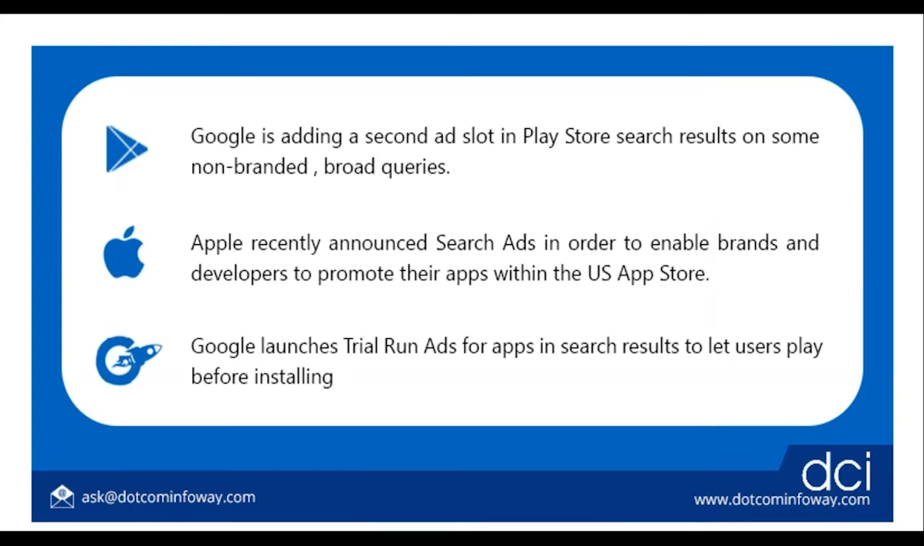Google is now adding a second ad slot in Google Play Store search results on some non-branded and broad queries, for example, travel app, or a financial application and things like that. Right now you are fighting for the second slot in organic search results, and now you will be fighting for the third slot, as the first two slots are for advertisements. No wonder they could also launch other native advertisement formats, including video ads in the search results itself. So it's going to be a fight for the first place on Google Play Store search results as well.